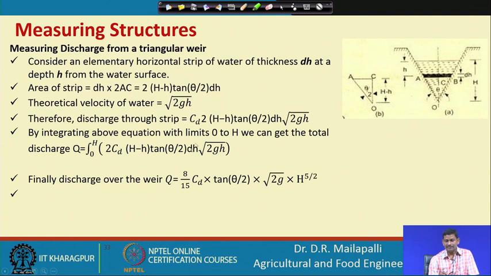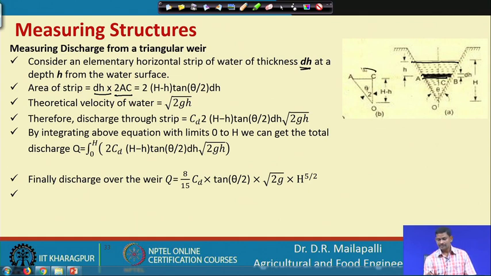Suppose you have a triangular weir. In the triangular weir case, what happens? Similarly, if we follow the same dH, this is the same dH. So, dH into 2 AC. You take this portion out, one portion A and C, so 2 AC. So this is the total length you get, and dH.